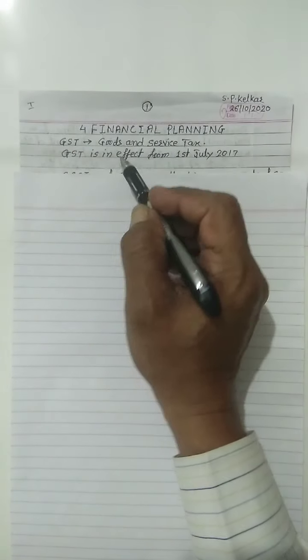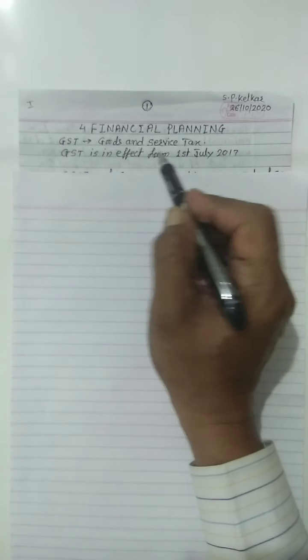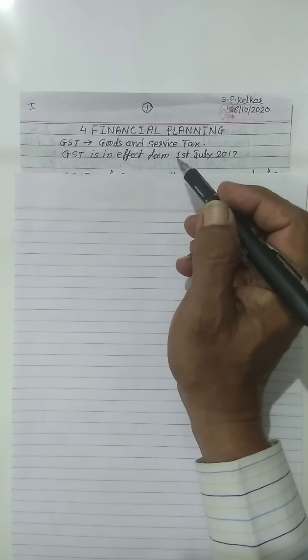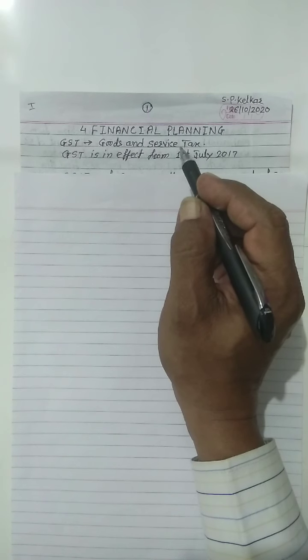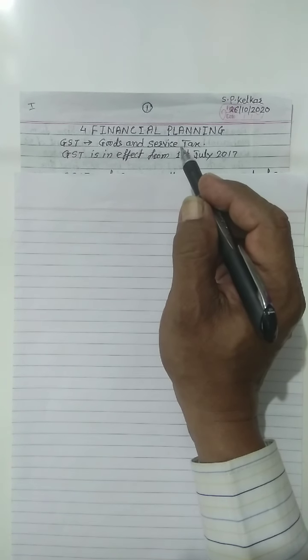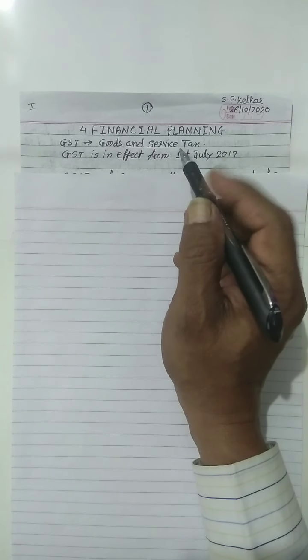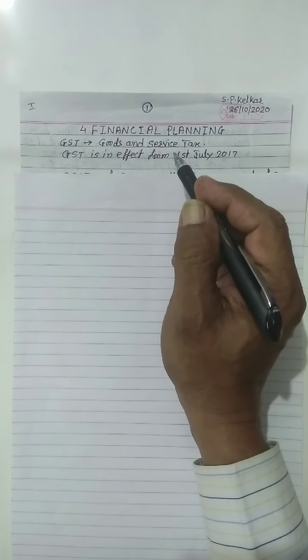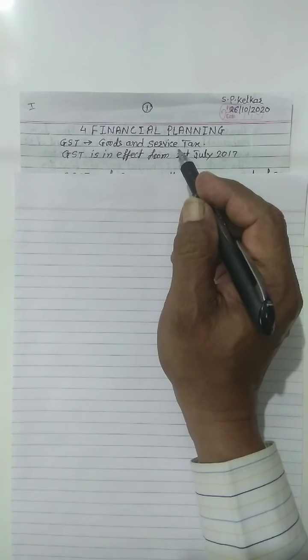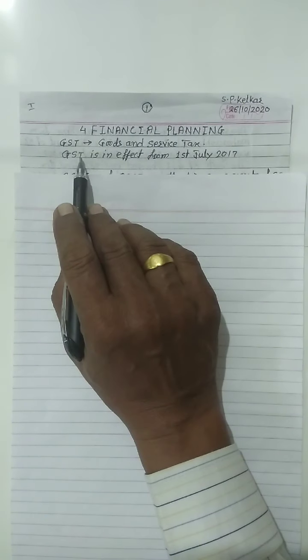Today we are going to start a new chapter from Math First, chapter number 4, Financial Planning. In this financial planning, GST stands for Goods and Service Tax. In this tax, the excise duty, customs duty, VAT, entertainment tax, central sales tax, service tax, and octroi are included. All these taxes are included in this GST.